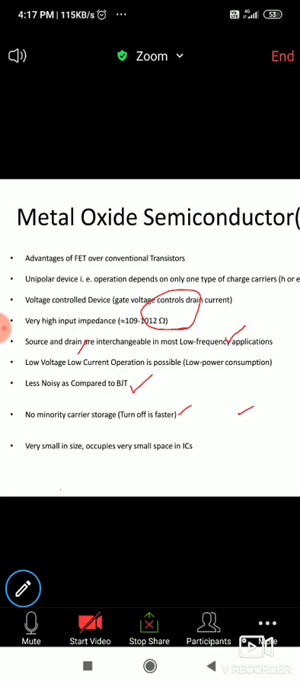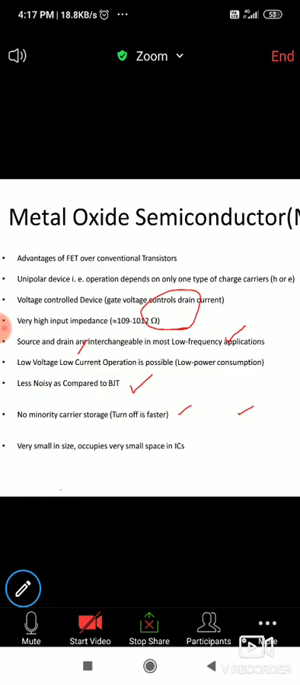Advantages of MOS transistors over conventional transistors, meaning BJT and JFET. It is a unipolar device. Operation depends on only one type of charge carrier, either electrons or holes. And this is a voltage control device. FET is normally a voltage control device. Here the gate voltage controls the output drain current, and MOS transistors have very high input impedance, and their source and drain are interchangeable in most low frequency applications.